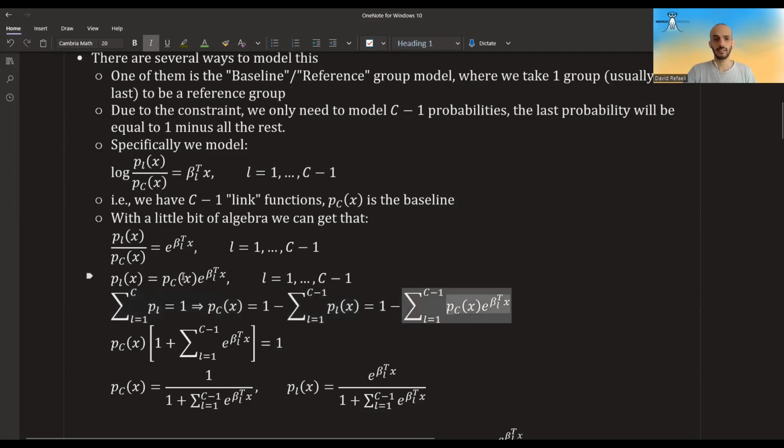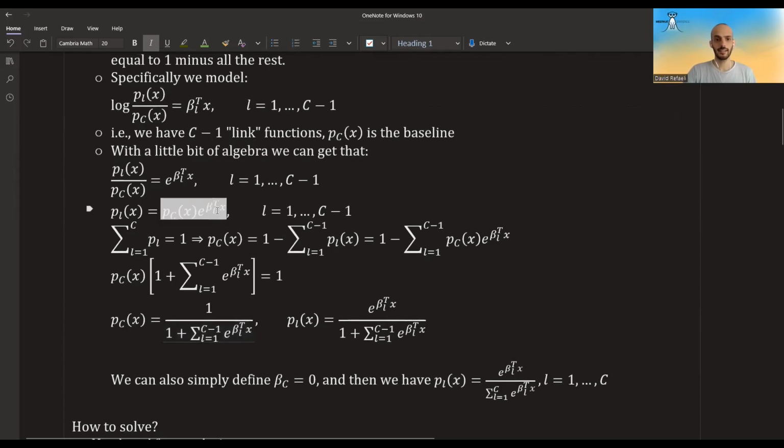We just said that for all the rest, the probabilities are these, so we plug them in. And then we have P_C(x) here and P_C(x) here. We can move this term to the other side, take P_C(x) out, get this equal to 1, divide by this and get P_C(x) equal to this, and then go back here and plug P_C(x) into these equations, and we get this thing over here. So we get one term for the last class, and then different terms for each of the other classes. And notice that the numerator changes because the betas are different per L, so per class.